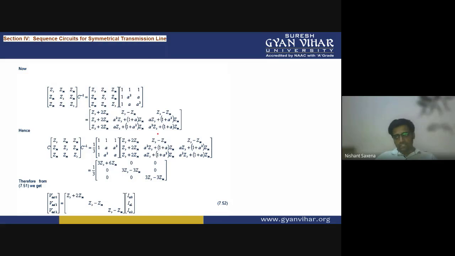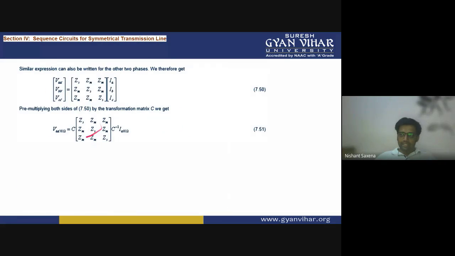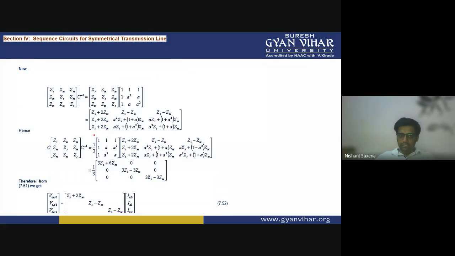Now moving further, if I multiply these equations and resolve them, I will get VAA' 0, VAA' 1, and VAA' 2. These are the zero, positive, and negative sequence components for the A phase. When I resolve this matrix, I will get Zs plus 2Zm, Zs minus Zm, Zs minus Zm, and all the off diagonal elements will be 0. You can see over here, all the off diagonal elements become 0, and only the diagonal elements exist.